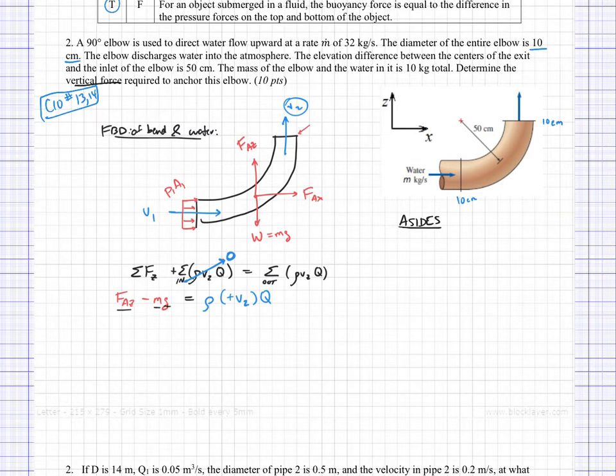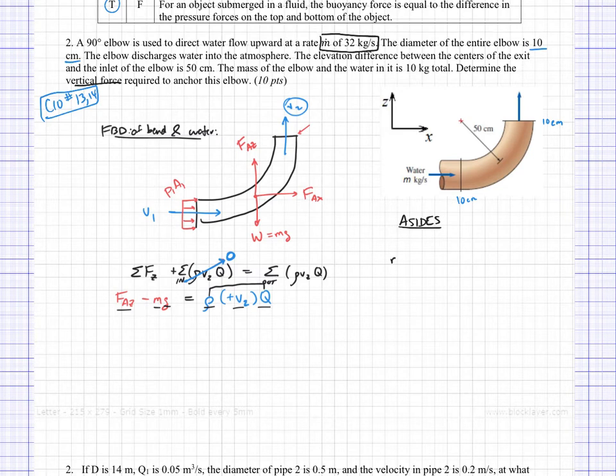The mass is given, we know gravity. Rho, it's water, so it's 1,000. V2 we don't know, and we don't know Q. We need to know those. Now, one nice thing here is rho Q is m dot, so we've already been given that. So we can just plug in 32 kilograms per second, but we still need V.